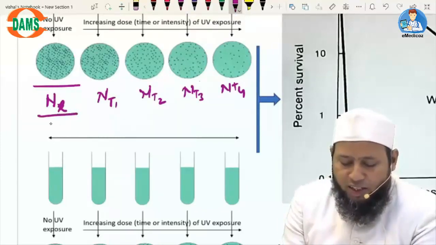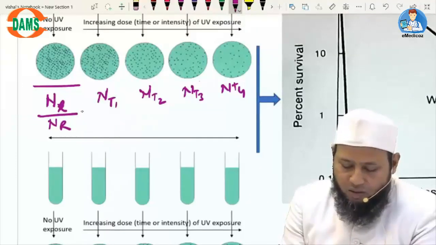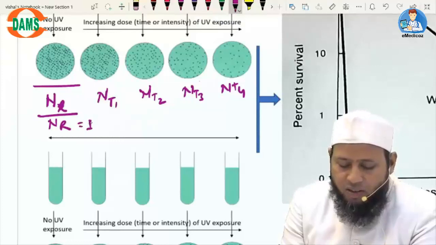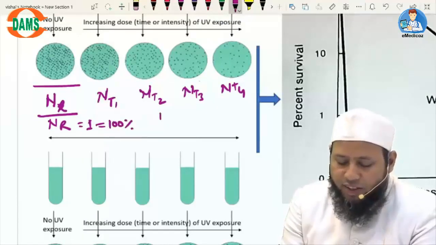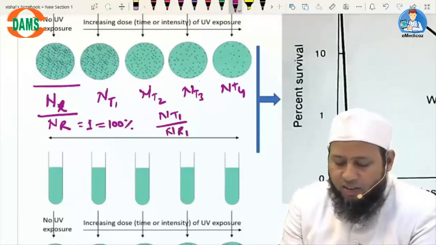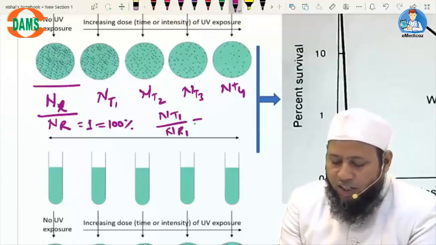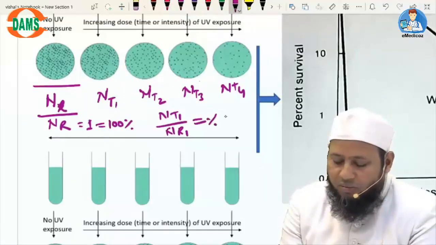So what you do, you divide NR by NR. Whatever you get, definitely you will get 1. So that you call 100%, and then you divide NT1 by NR. Whatever you get, that is called percent survival.